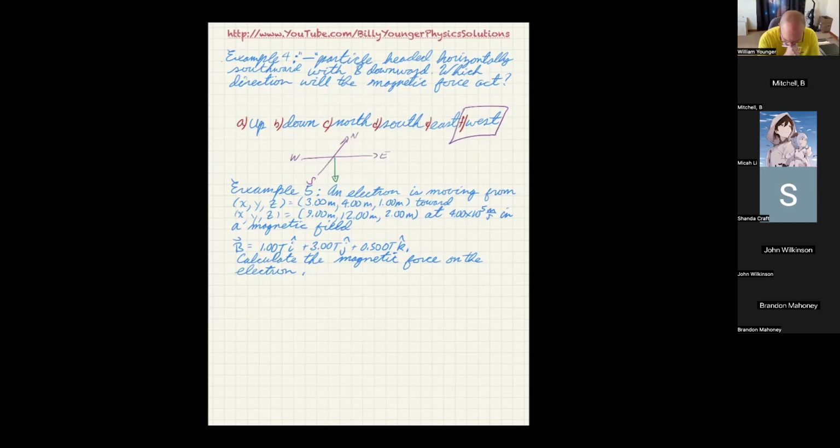So now we're going to do example 5. It says an electron is moving from the point 3, 4, 1 toward the point 9, 1, 2.2, and it's moving at 4 times 10 to the 5th meters per second in a magnetic field that is 1 Tesla i hat plus 3 Tesla j hat plus 0.500 Tesla k hat. That's a really strong magnetic field and very unlikely to just be loose in an open area, especially not an open area on the order of 6 meters long. But anyways, we're going to go with it like it exists. And I'm asking you to calculate the magnetic force.